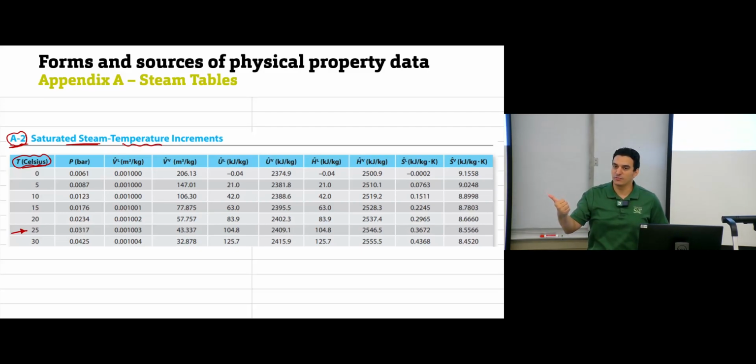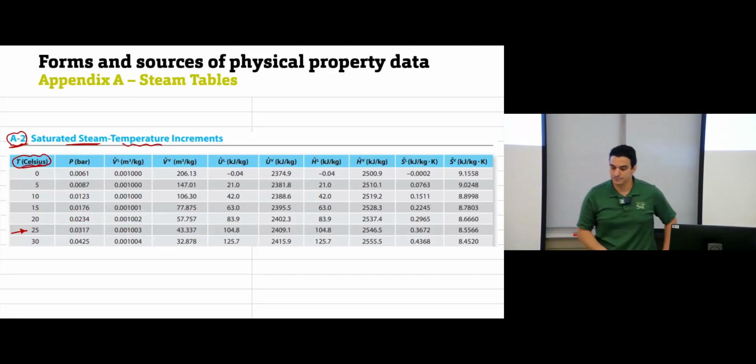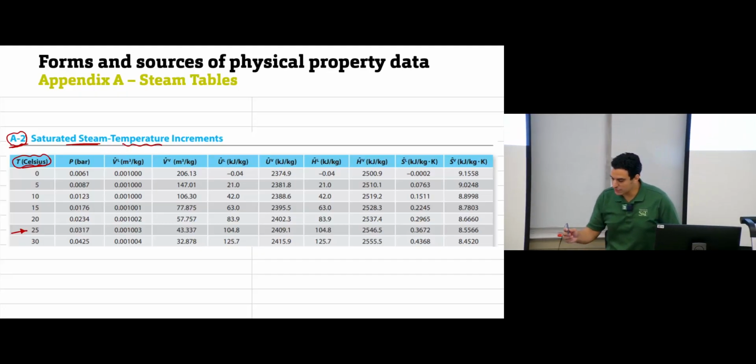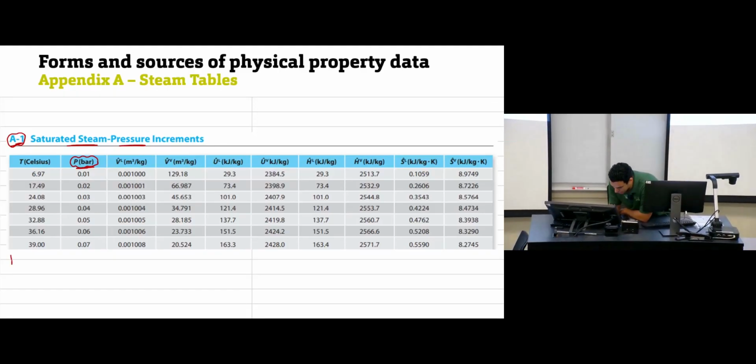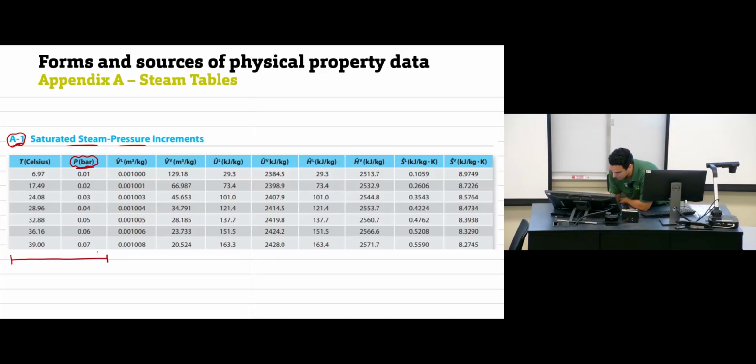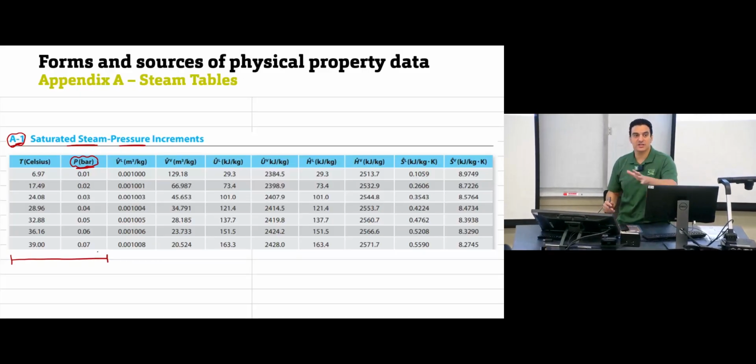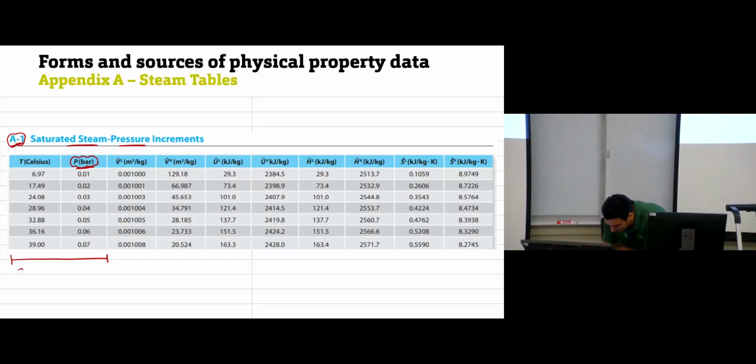One of them, if the pressure is given, A1. The second one, if the temperature is given, A2. Okay. So what are the other columns we have here? This temperature and pressure, these two columns represent saturation temperature and pressure.